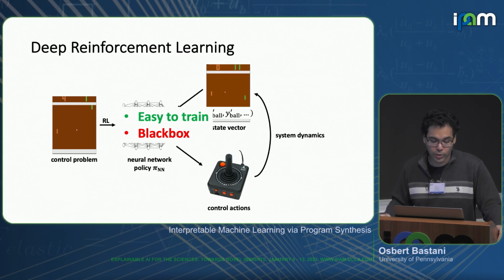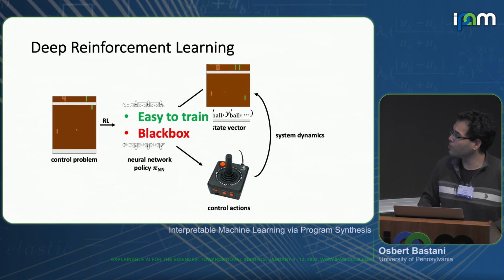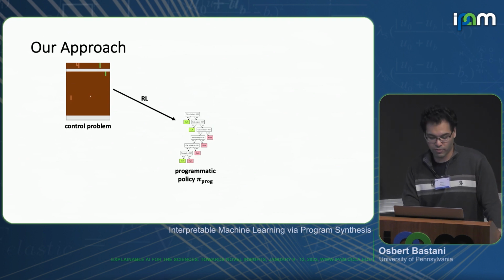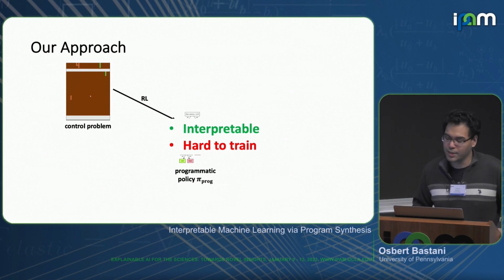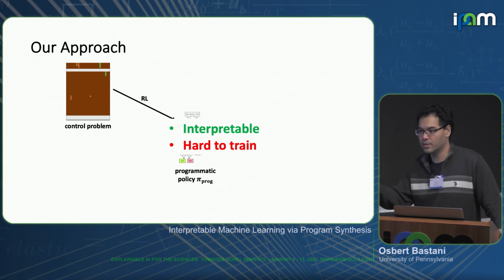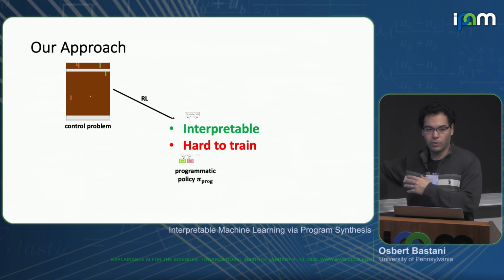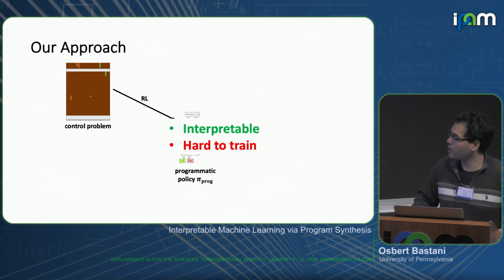We actually have very good algorithms for training neural networks in these settings to solve these kinds of tasks. But the problem is, of course, that they're not interpretable. And our goal is to try and learn an interpretable programmatic policy to solve these tasks. The challenge here, which makes the reinforcement learning setting particularly interesting, is that program synthesis algorithms are typically designed to target supervised learning problems. We don't have good algorithms for solving program synthesis in the reinforcement learning setting where you're trying to maximize the reward over some horizon.